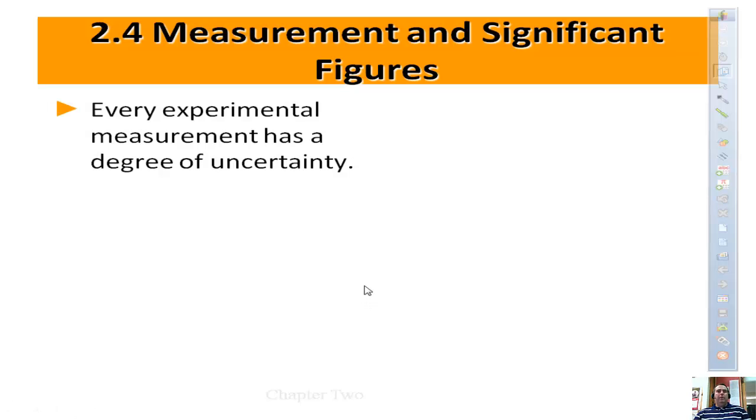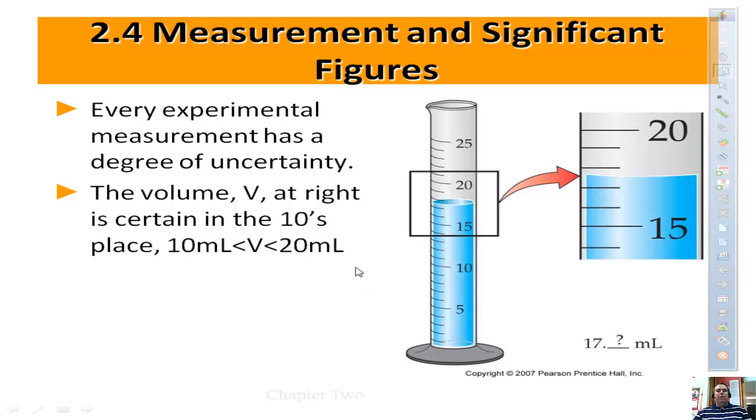Every experimental measurement has a degree of uncertainty. We can only read so much of it, and then the rest of it is kind of an estimate. The volume at the right. See, here's the thing. I can definitely read the tens position. There's 10, there's 20. If we keep going on up, there's 30, 40, and so forth. So I know that it is definitely 10, but I know that it's less than 20.